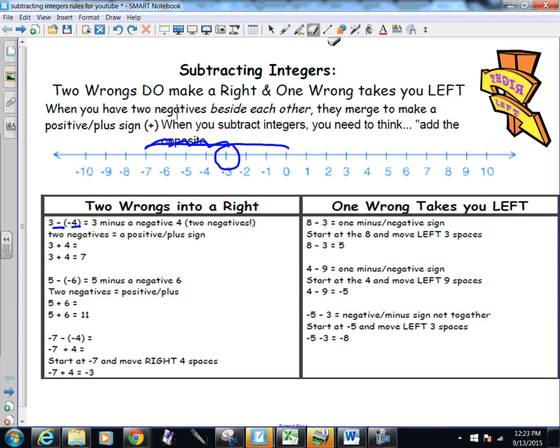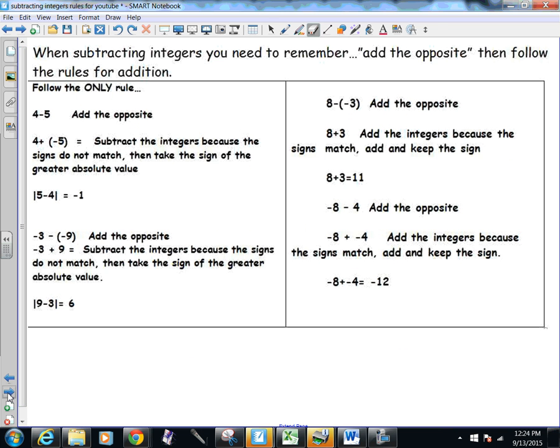Okay. The other way you can think about it is if you have one negative, so we've got 8 minus 3. If I start at 8 and then I subtract 3, that puts me at 5. And if I've got 4 minus 9, it means I start at 4 and then go to the left 9, and so forth. Okay. Here is where you are actually going to be doing it, just not using a number line, but going ahead and doing it.